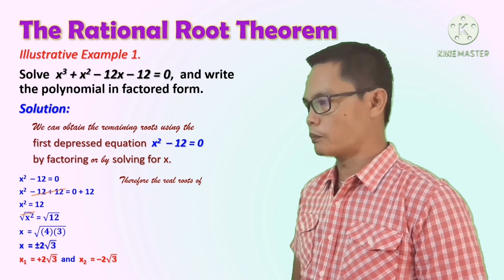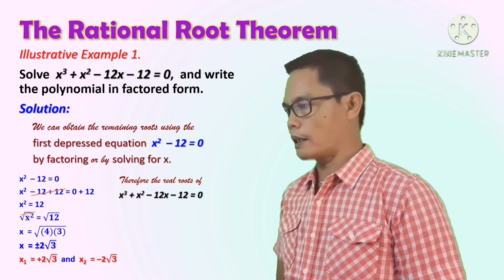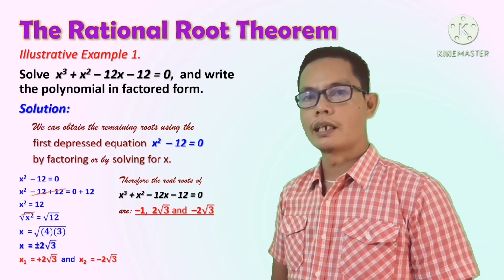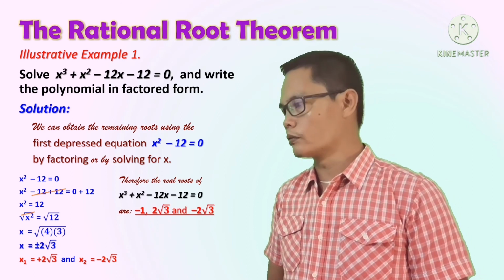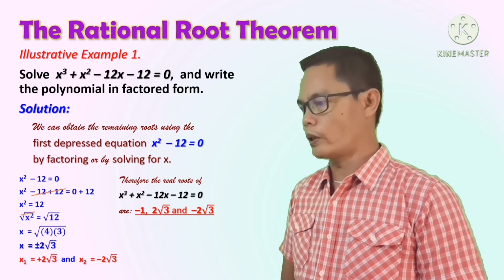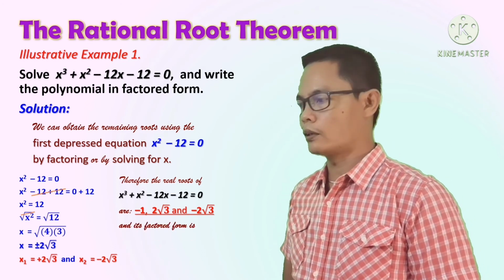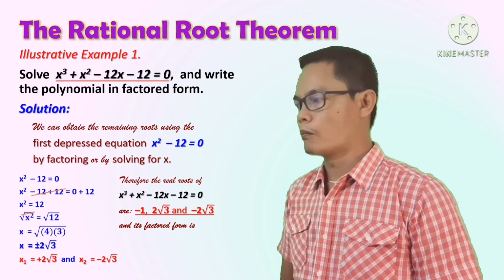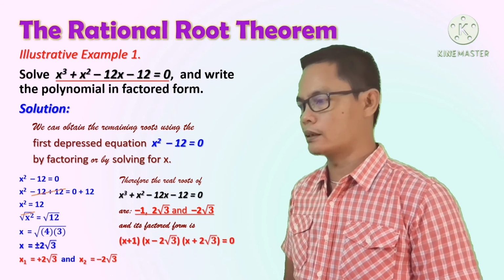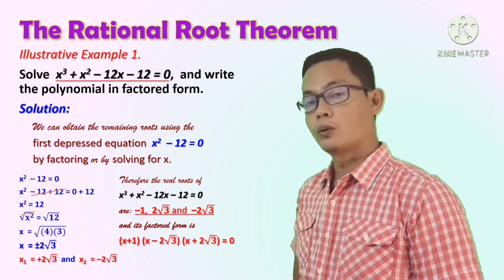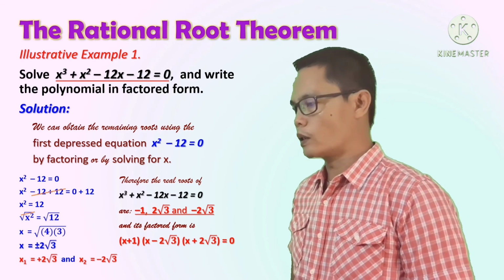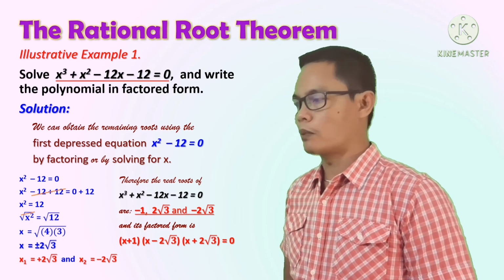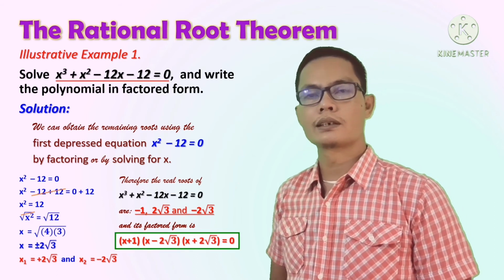Therefore, the real roots of the polynomial equation x cubed plus x squared minus 12x minus 12 equals 0 are negative 1, 2 square root of 3, and negative 2 square root of 3. And the factored form of the polynomial x cubed plus x squared minus 12x minus 12 equals 0 is quantity x plus 1, which was the second trial, quantity x minus 2 square root of 3, quantity x plus 2 square root of 3 equals 0.